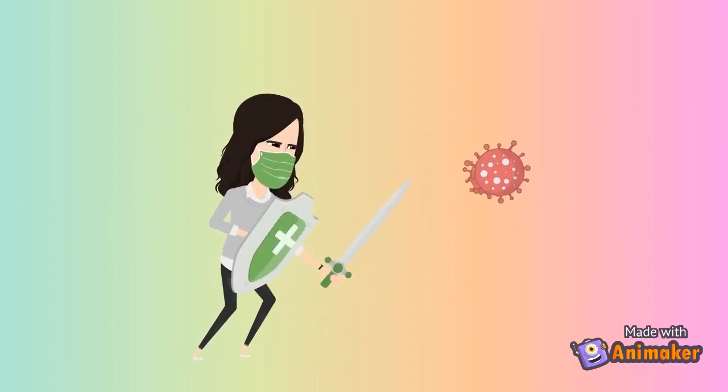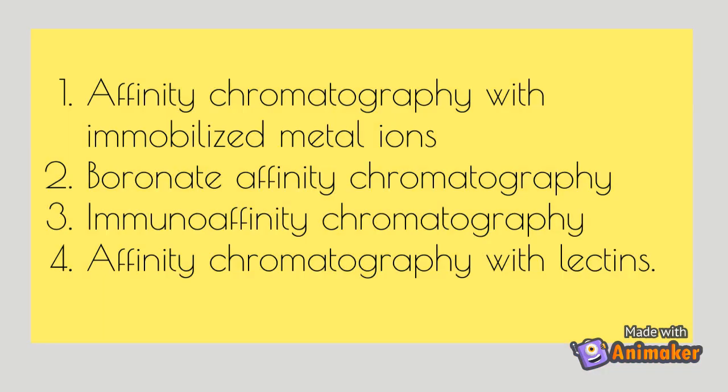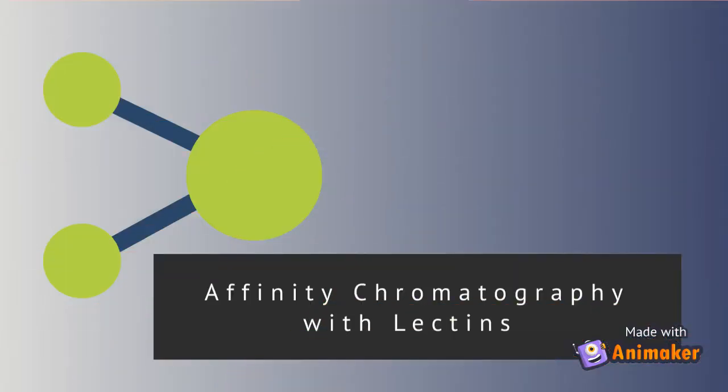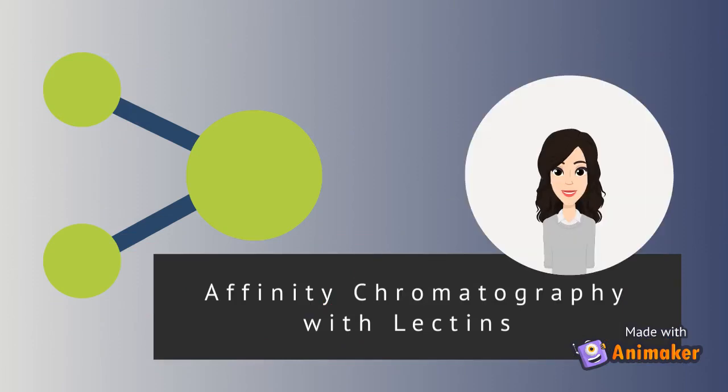Affinity chromatography can be divided into several categories, depending on the type of ligand that is employed. Lectins are non-immune system proteins and are able to bind sugar molecules.